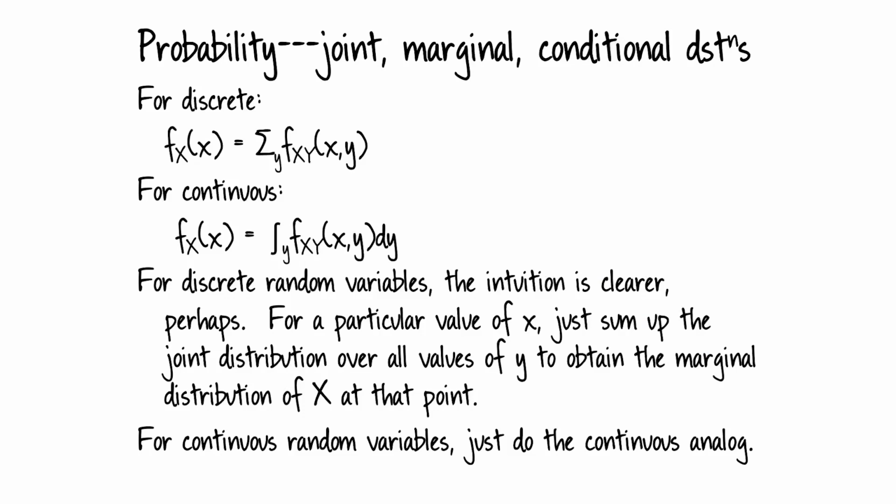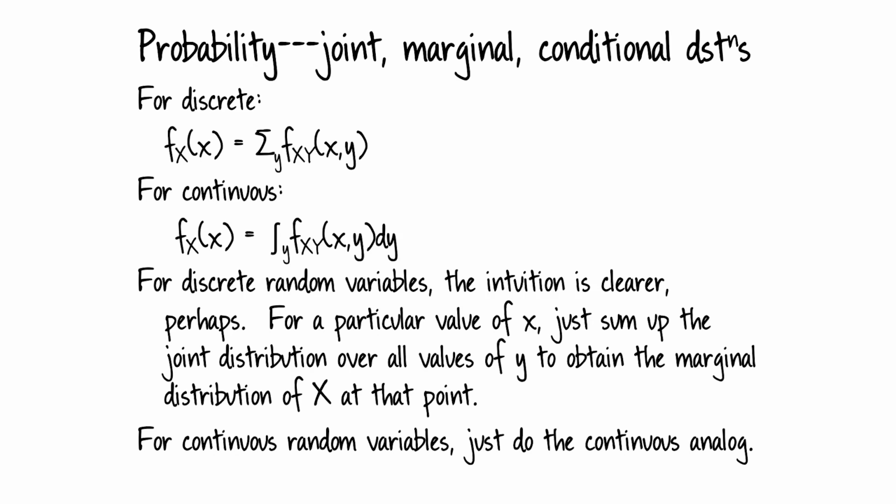Okay, so for discrete random variables, if we want the marginal distribution of x, and we have the joint distribution of x and y, we sum out over y. And I'll give you the intuition for that in just a second. And for continuous random variables, not surprisingly, we do the continuous analog of that, which is that we integrate out over y. Okay?